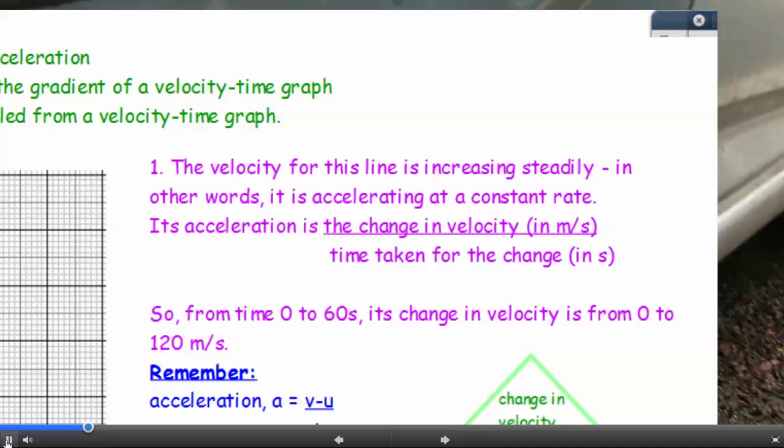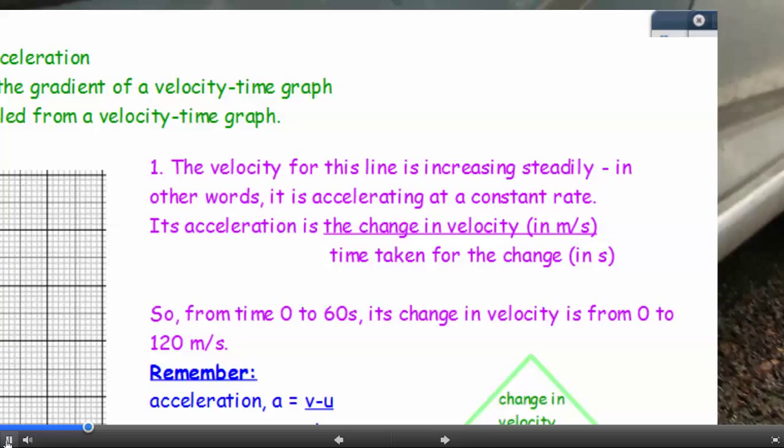So looking at the pink line then, it's a straight line. So the velocity for this line is increasing steadily. In other words, it's accelerating at a constant rate. Now its acceleration is the change in velocity in meters per second divided by the time taken for the change in seconds. So from time 0 to time 60 seconds, its change in velocity is from 0 to 120 meters per second.